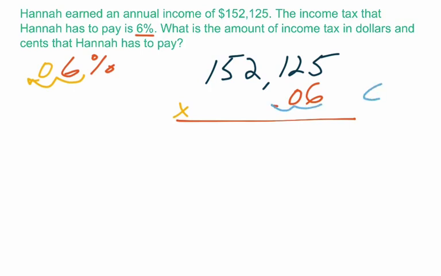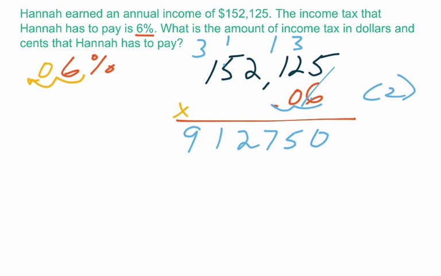We move this over 2 places, and then we just multiply. 6 times 5 is 30. I'm going to put a 0 and carry the 3. 6 times 2 is 12, plus 3 is 15. Carry the 1. 6 times 1 is 6, plus 1 is 7. 6 times 2 is 12 all the way over here. I'm going to carry the 1. 6 times 5 is 30, plus 1 is 31. Carry the 3. 6 times 1 is 6, plus 3 is 9.